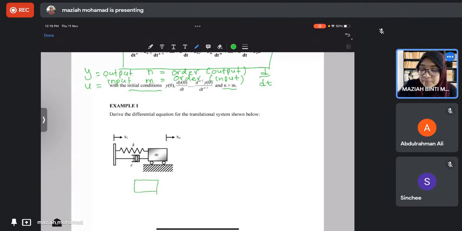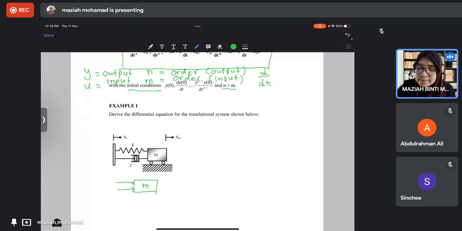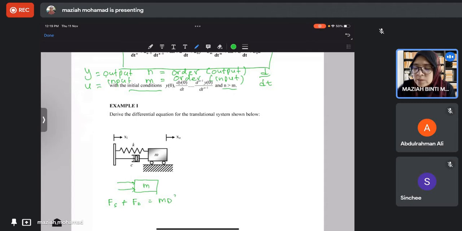We're going to do the free body diagram. Okay, we have mass M, then we have the force, the spring and the damper. Consider xi bigger than x naught, so the spring is in compression, and the reaction on the mass will be in that direction. All right, so therefore we will have F spring plus F damper equal to m d squared x naught.